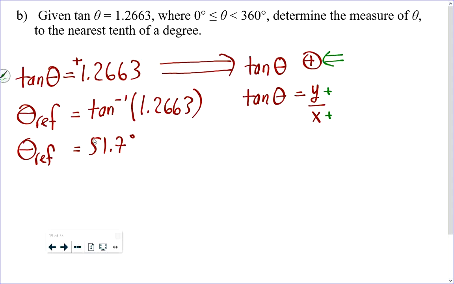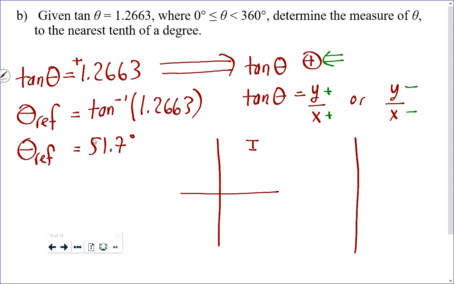Or y could be negative and x could be negative, in which case when you divide the negative y by the negative x, you get a positive for tangent. So you ask yourself, in which quadrant are x and y both positive, and that's quadrant 1. In which quadrant are x and y both negative, and that's quadrant 3. And now we're just about ready to finish this problem.